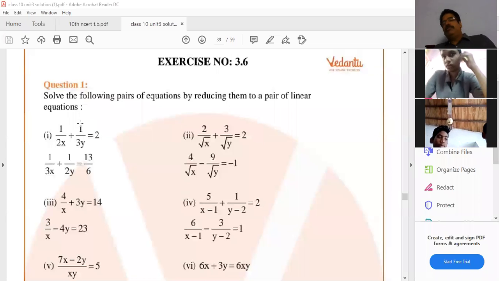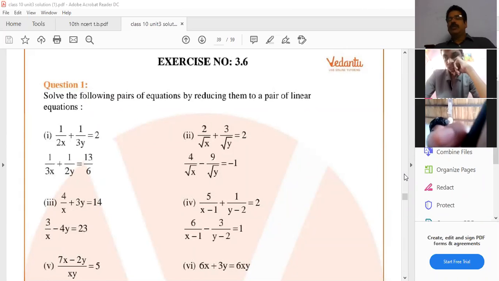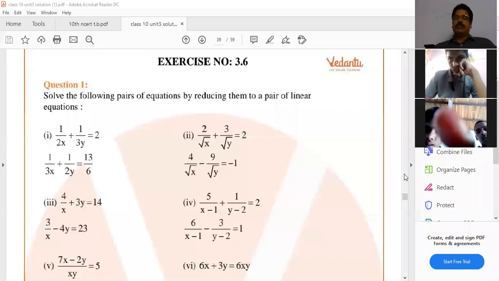Satish, Manikanta, mute your phones here. So many are there. The mute option is there, you see? Manikanta.